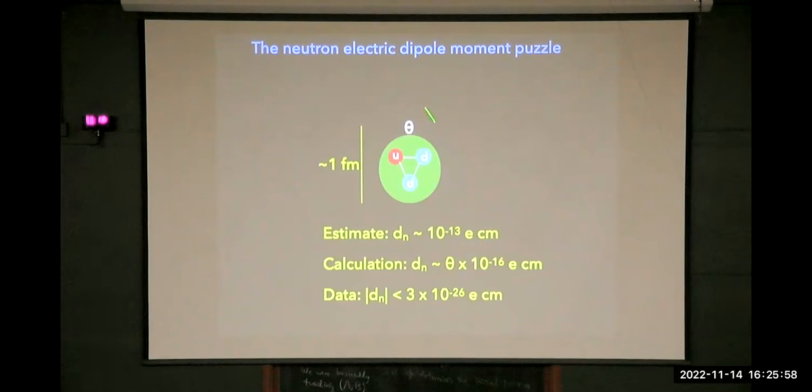So let's try to estimate the magnitude of this electric dipole moment. The neutron is about 1 femtometer wide, and it has a charge asymmetry of 1 electric charge, so we'd estimate 10^-13 e-centimeters. If you actually do the calculation, you find this fundamental parameter of nature enters, but you get a similar number. But no neutron EDM has been observed. And the limit is 10 orders of magnitude smaller than the calculation. And that's confusing. And that's the strong CP problem.